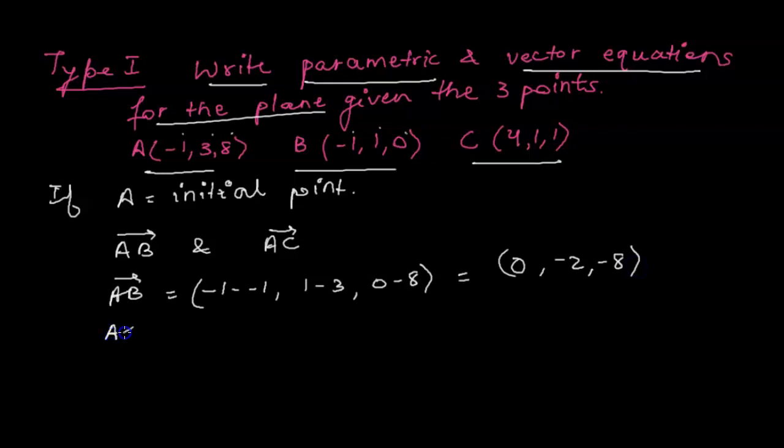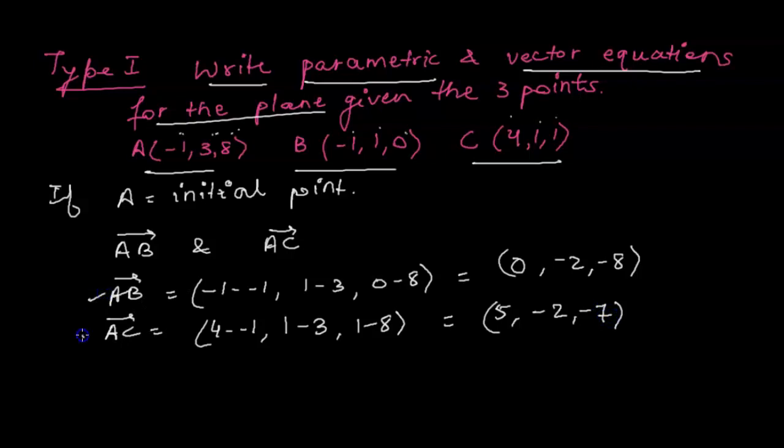Next, we would write down the direction vector AC. In this case, the 2 value goes to C, so it will be x2 minus x1, that is 4 minus negative 1, y2 minus y1, that is 1 minus 3, and z2 minus z1, that is 1 minus 8. This would give us 4 plus 1, which is 5, 1 minus 3 is negative 2, and 1 minus 8 is negative 7.